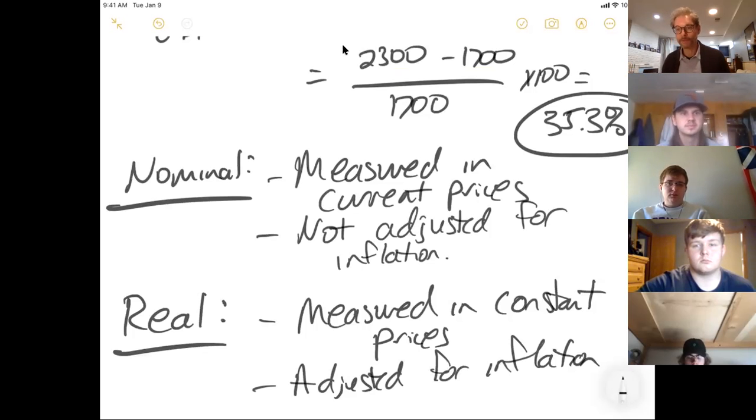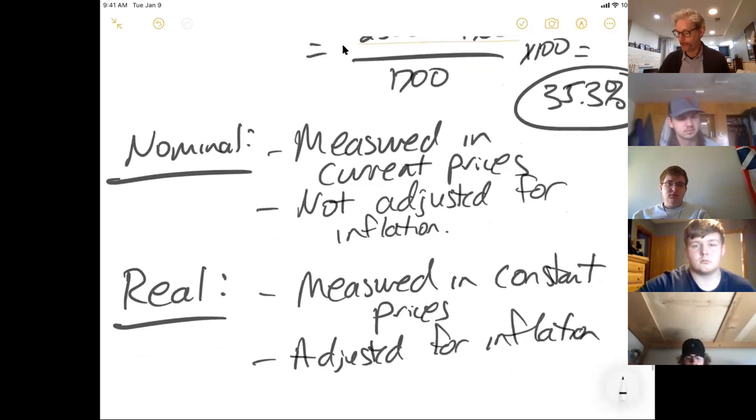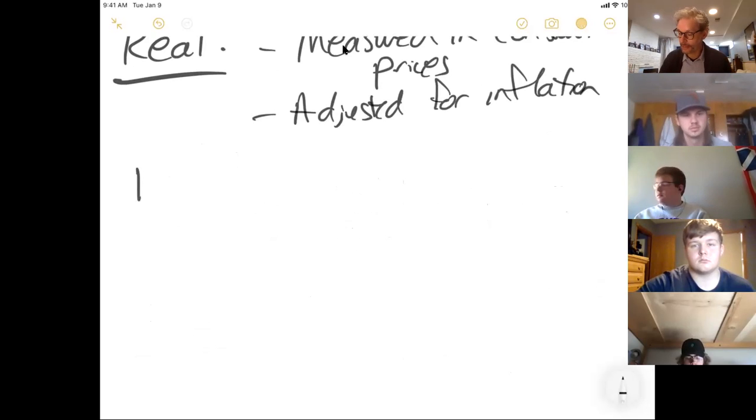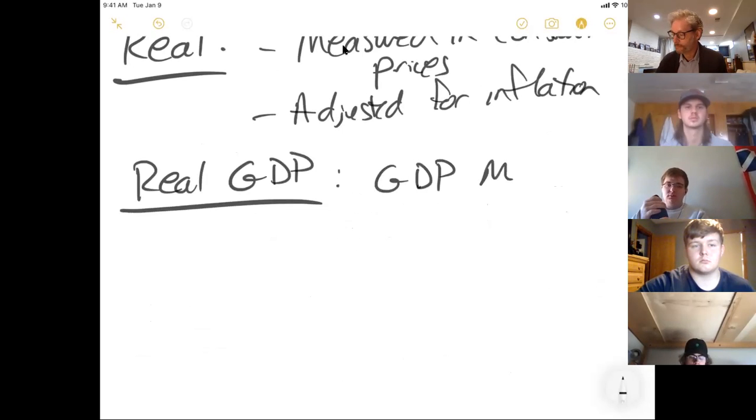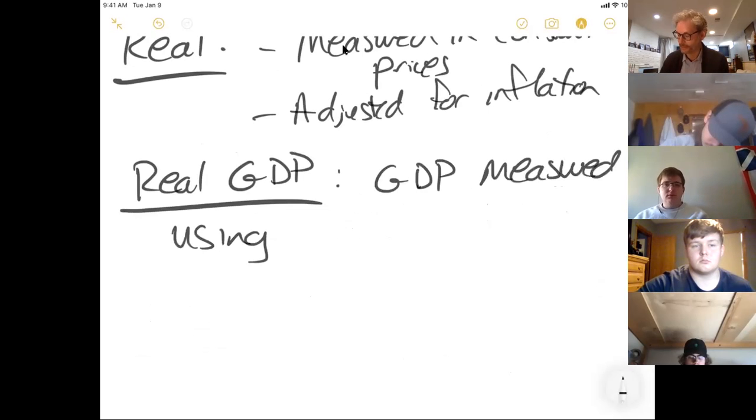So as economists, we want to use real data. And so if we're talking about GDP, we want to be talking about a measure of real GDP. And what is real GDP? It's basically GDP, but measured using a constant set of prices.